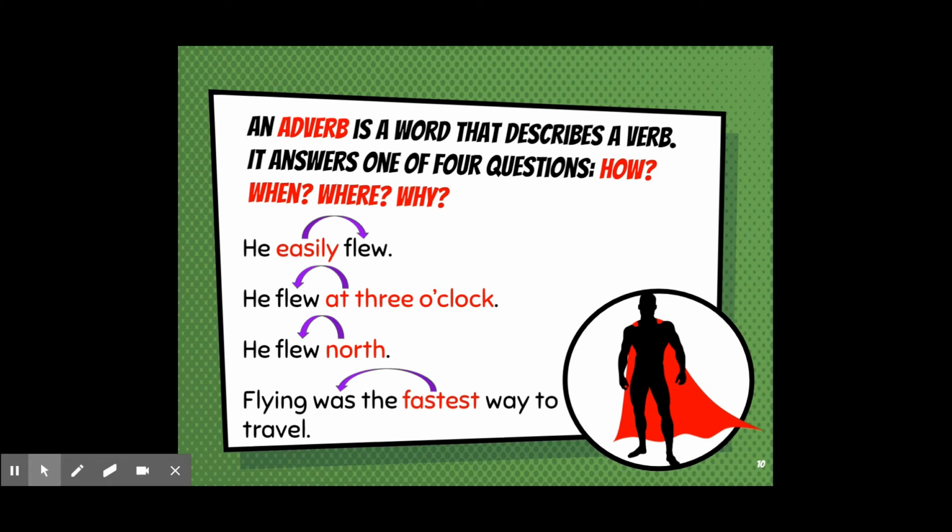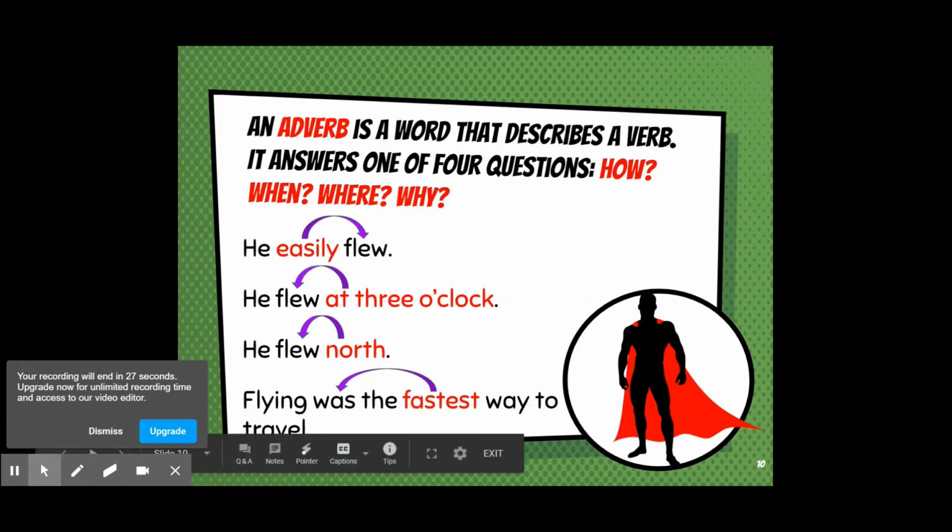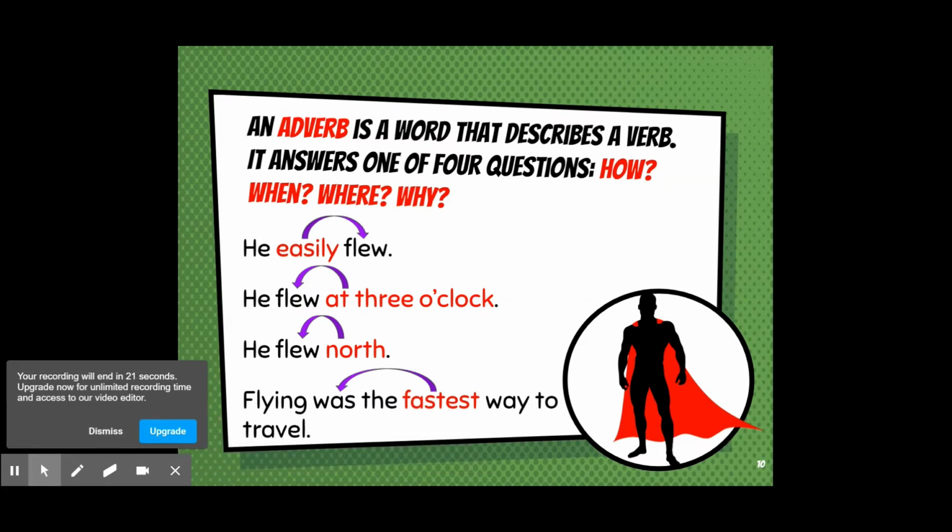Next, we'll talk about the adverb. An adverb is a word that describes a verb. So similar to an adjective, but it describes a verb instead of a noun. It answers one of 4 questions: how, when, where, and why.